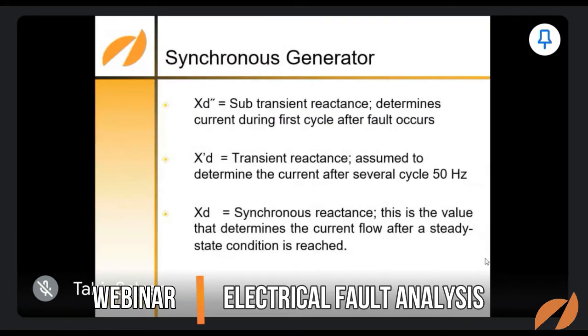Now, Xd double dash is the sub-transient reactance, which determines the current during the first cycle. And this is our main purpose. You have to operate your protecting device in the first cycle to minimize your losses and damages.